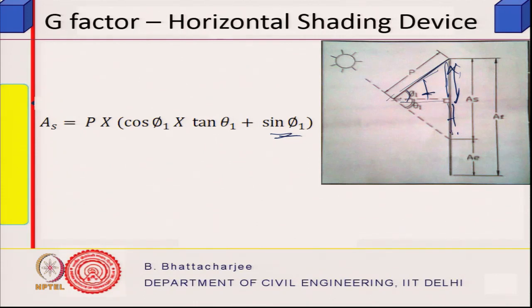This is known to us, or P is known to us. So if P is known, this is P cos phi, and this angle is theta. So this by this is equal to tan theta 1. So P cos phi 1 tan theta 1, right? So AS is equal to P cos phi 1 into tan theta 1 and psi phi 1, right?